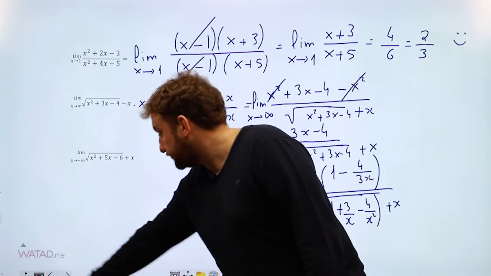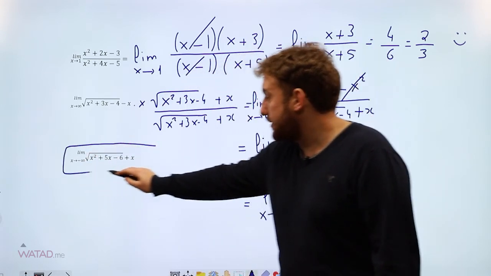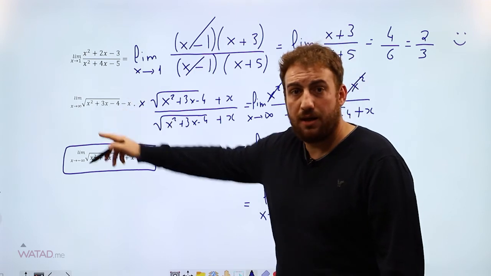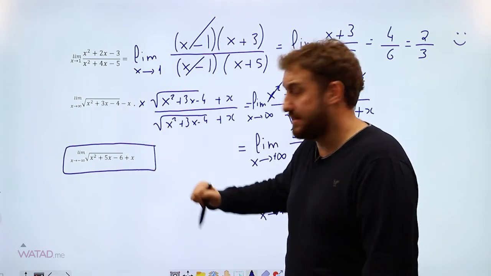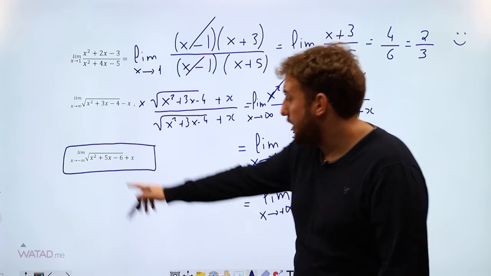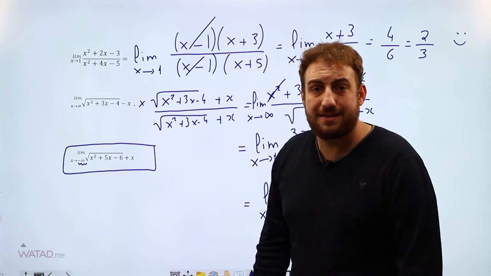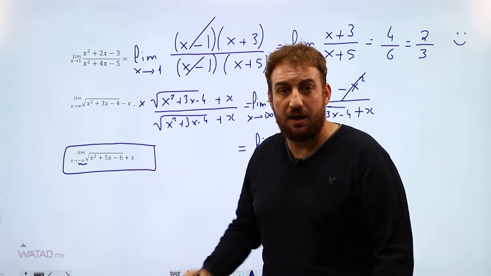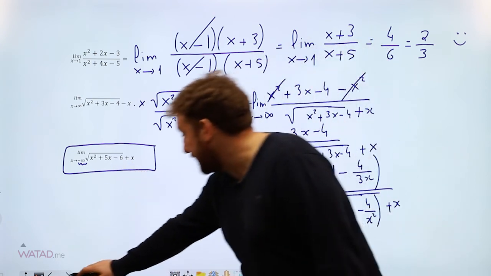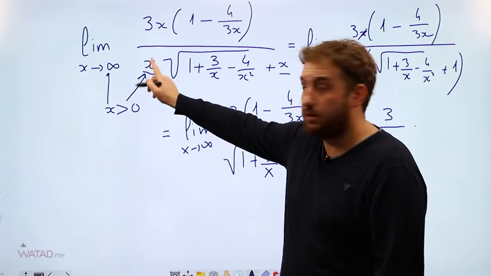So here you have another example. I want you to try this, which is very similar to this one. And if you have any question, please do not hesitate to contact me through the WATAD website. Here the main difference is that you have minus infinity, not plus infinity. So whenever you have something like this, and you take it outside the radical, it shouldn't be x, it should be minus x.